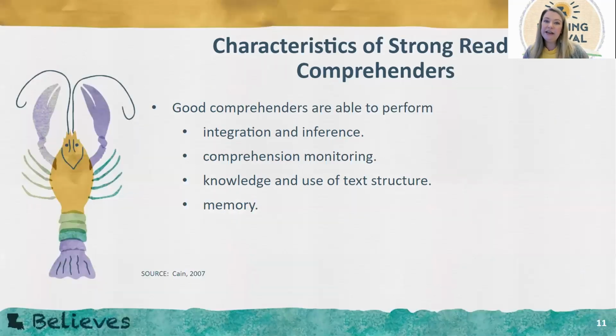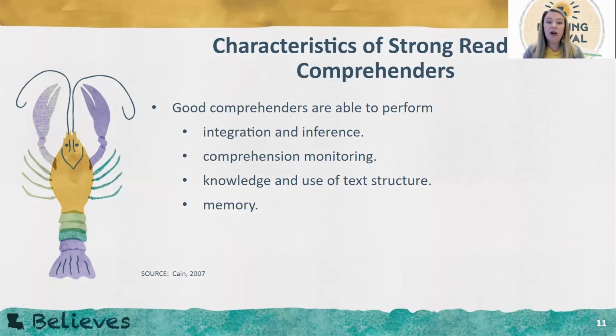So these are some different characteristics of strong reading comprehenders. Good comprehenders are able to perform integration and inference. And so they're able to integrate ideas that are happening within that sentence with ideas that are happening across sentences, across paragraphs, and even across authors. And like we talked about in the previous slides, they're also able to build on inferences that the author is making.